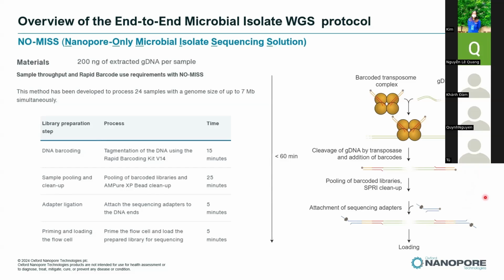Once the library is prepared, you can then prime your flow cell and load the library for sequencing. As you can see, the entire library preparation process is so quick, so easy, and so straightforward that it gets you ready to start sequencing in less than 60 minutes.